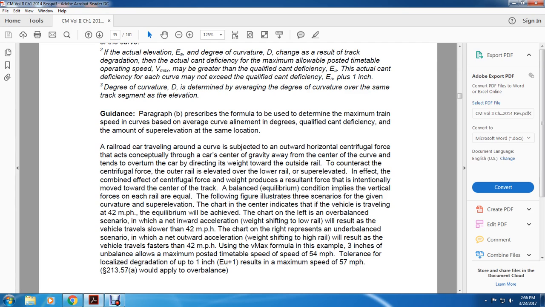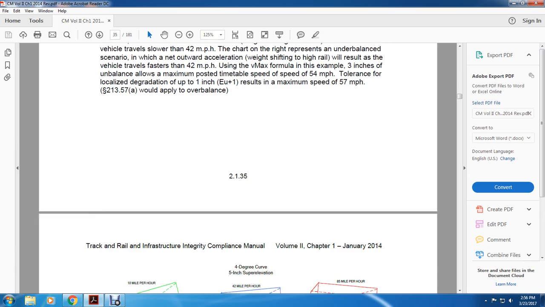Equal to the Vmax formula. Example: 3 inches of unbalance allows the maximum possible posted timetable speed of 54 miles an hour. Changing for a localized gradation of 1 inch, or EU plus 1, results in a maximum speed of 57 miles an hour. 213.57A would apply to overbalance.